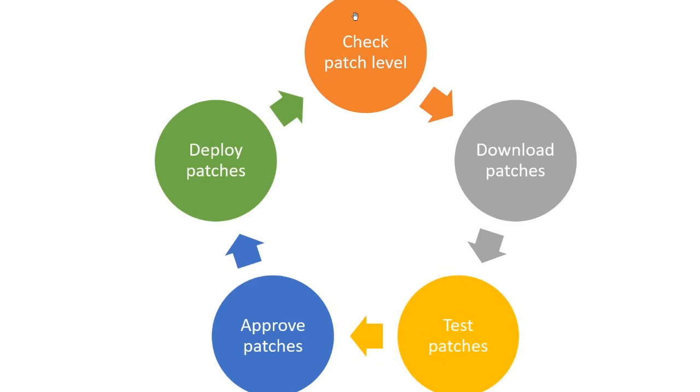First of all, what's your current patch level? Then download recommended patches and test them. Approve the ones that work for you, because you really need to test; if you just throw them on production machines, they might break something. You do this with an offline server or virtual machine that mirrors the online thing, but maybe not with a full database, just to make sure nothing breaks. You approve the patches that you want, and you deploy them, and it is a never-ending cycle.